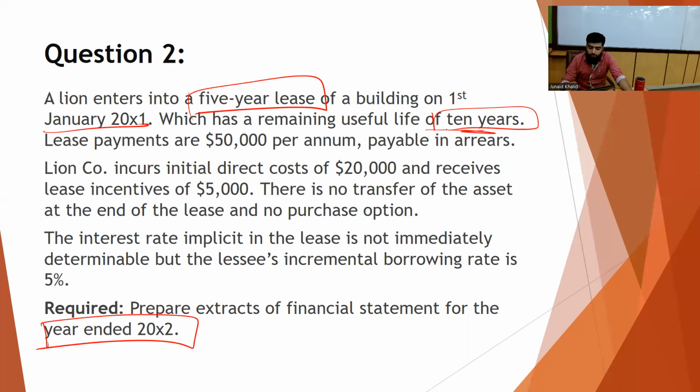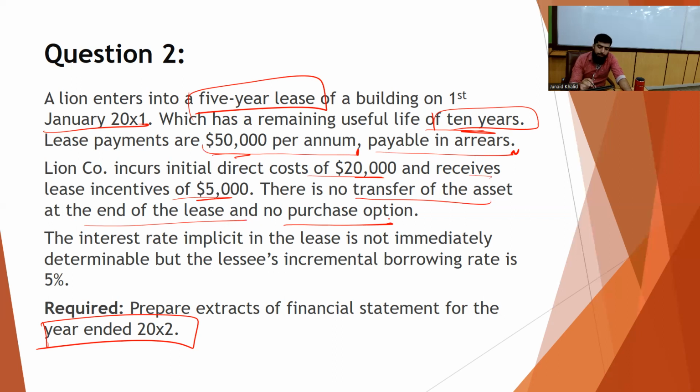Over the period of asset useful life. Lease payments are $50,000 per annum payable in arrears, that is at the end of the year. That is the annual lease payments. Lion company incurred initial direct cost of $20,000 and receives a lease incentive of $5,000. There is no transfer of the asset at the end of the lease and no purchase option.